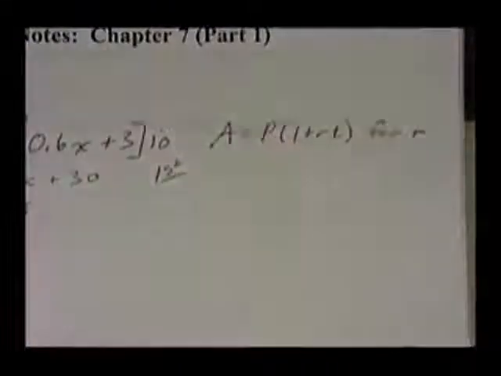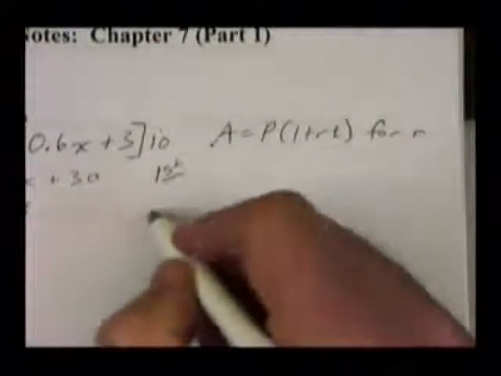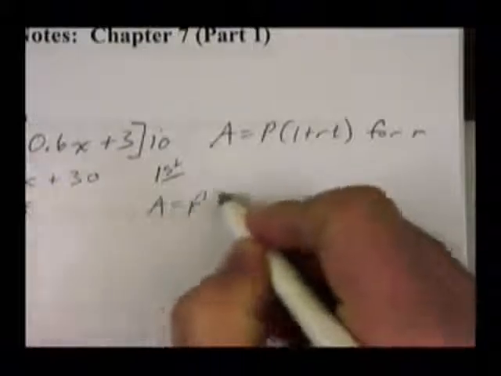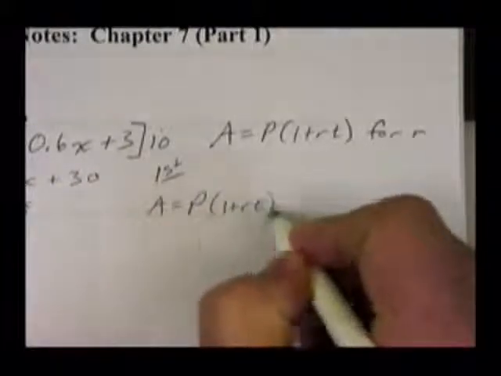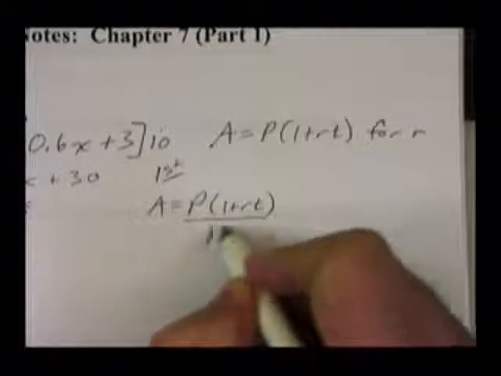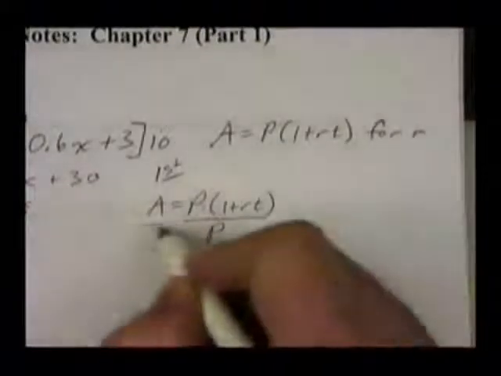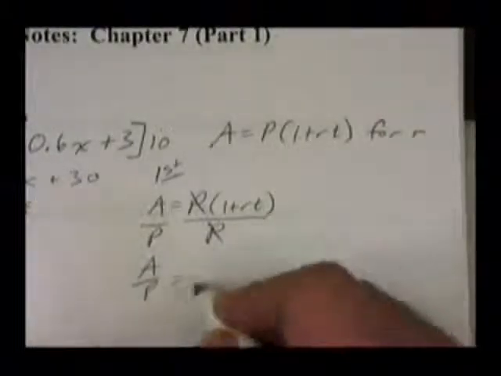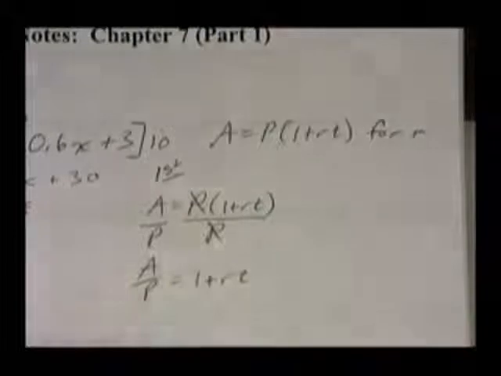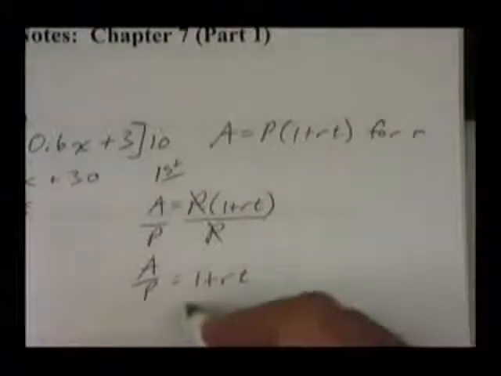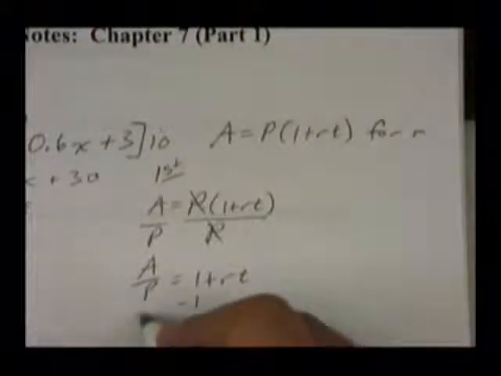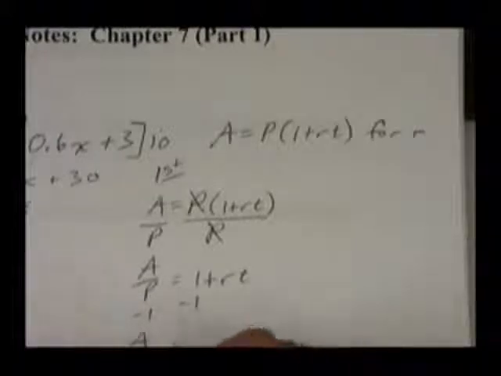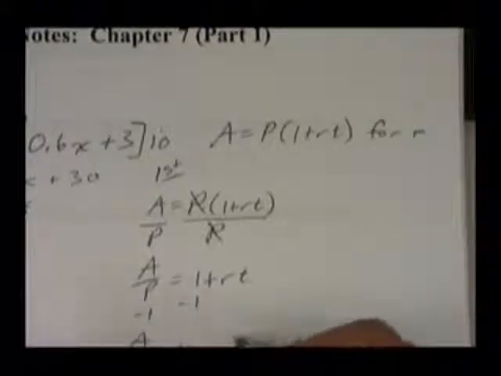So here's the first way. I'm going to start by dividing. I want to get rid of this p, so I'm going to divide both sides. Since this is a multiplication, I'm going to undo that multiplication with a division and divide by p. That will give me a over p equals 1 plus rt. Now I'm going to subtract 1 from both sides. So that'll give me a over p minus 1 equals rt.